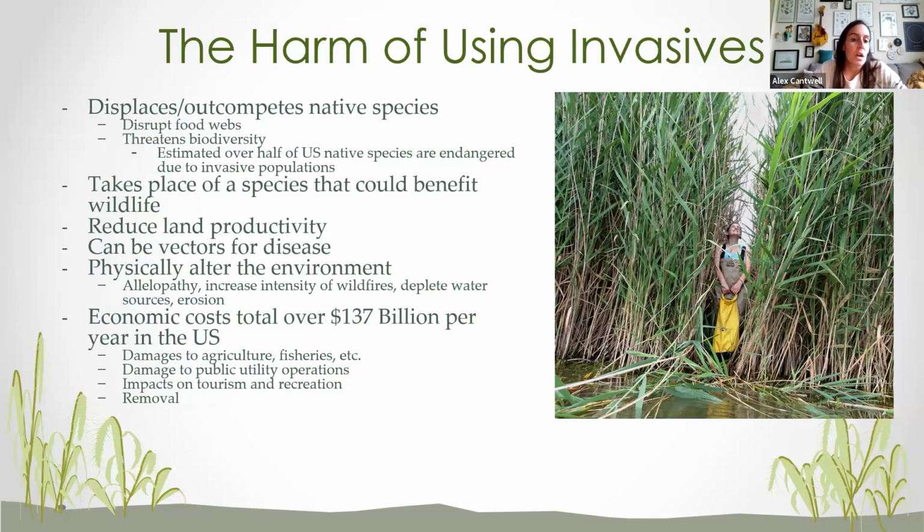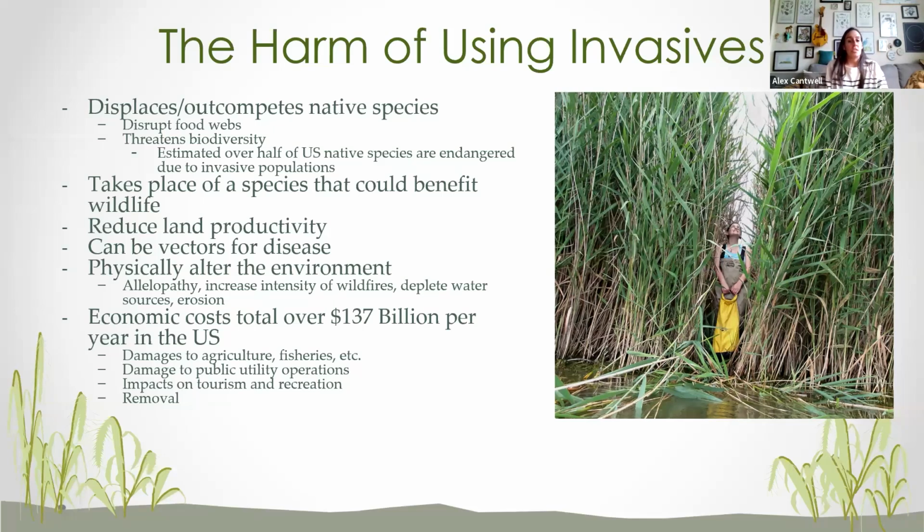Invasive plants will physically alter the environment in some cases. Allelopathy, that term there, that is where a plant excretes chemicals of some kind into the soil, and those chemicals would then inhibit germination and growth of surrounding plants. These invasive plants, they can increase the intensity of our wildfires. We're seeing that across the United States. They can deplete water sources and availability for other plants and wildlife, or they can even cause erosion in some instances. So they can physically alter the environment.